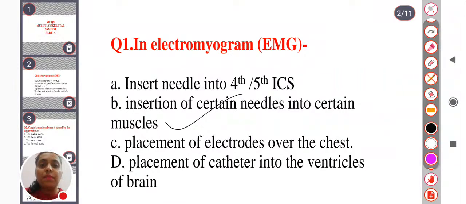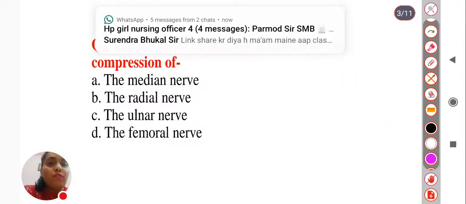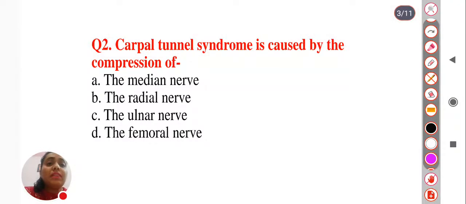Now let's move to the second question. Carpal tunnel syndrome is caused by the compression of the median nerve, the radial nerve, the ulnar nerve, or the femoral nerve. Upma Thakur has answered A. Kritika Rashta A. Kanika A. Diksha Barwal A. Barsha A. Kiran Chauhan A. So all have answered A.